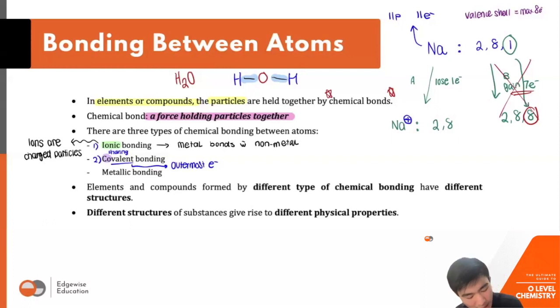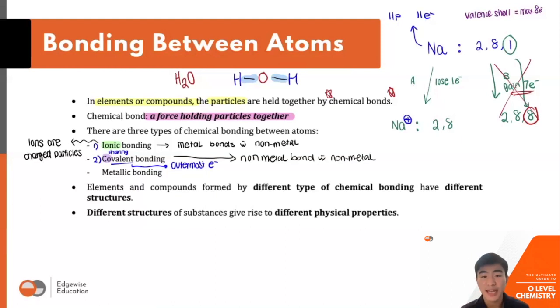Now, covalent bonding happens when a non-metal bonds with another non-metal. This is when covalent bonding happens. Non-metal bonds with non-metal.